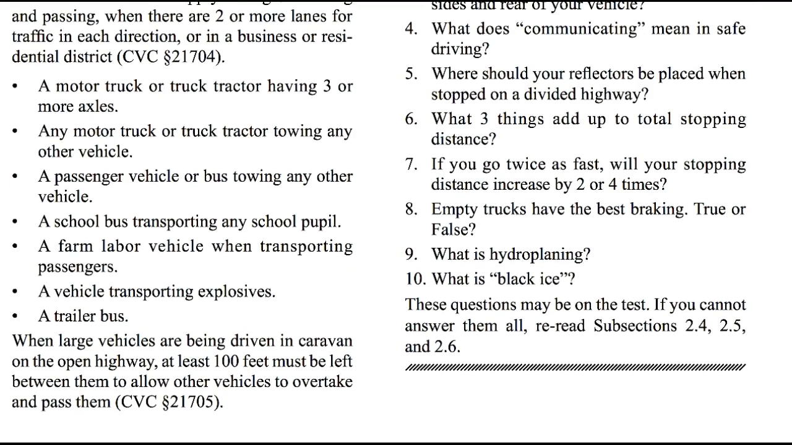A motor truck or truck tractor having 3 or more axles, you can't follow closer than 300 feet. Any motor truck or tractor towing any other vehicle, or a passenger vehicle or bus towing any other vehicle, or a school bus transporting a school pupil, or a farm labor vehicle when transporting passengers, or a vehicle transporting explosives, or a trailer bus. When large vehicles are being driven in caravan on the open highway, at least 100 feet must be left between them to allow vehicles to overtake and pass them.